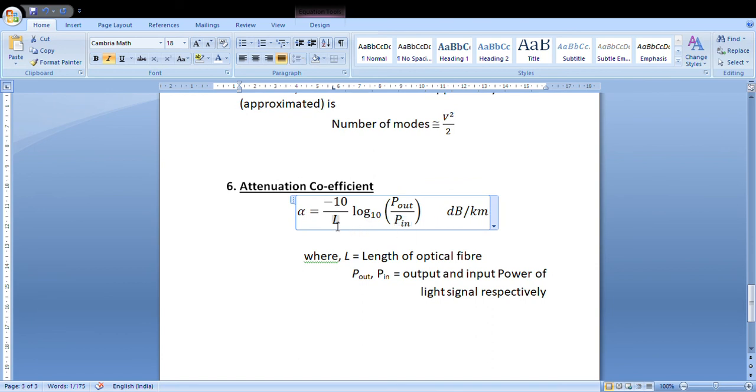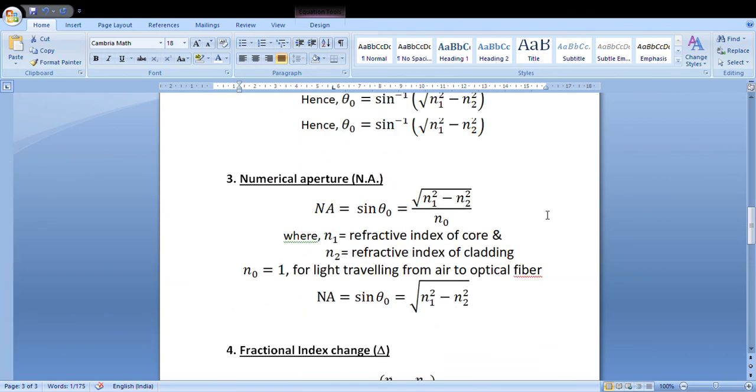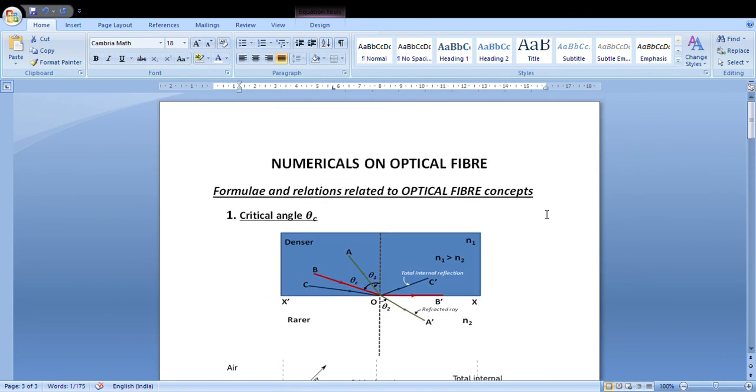Now you see here, L will always be in kilometers. Please ensure that L is always in kilometers, because the whole unit is dB per kilometer, and dB is a relative unit, so it's not in watts. Power is in watts, but dB is a relative scale. Since we are using a logarithmic one, we are using dB per kilometer. So L is the length of the optical fiber in kilometers. P output and P input are the output and input power of the light signal. If you understand these relations and formulas, that is more than sufficient to solve problems in optical fiber.